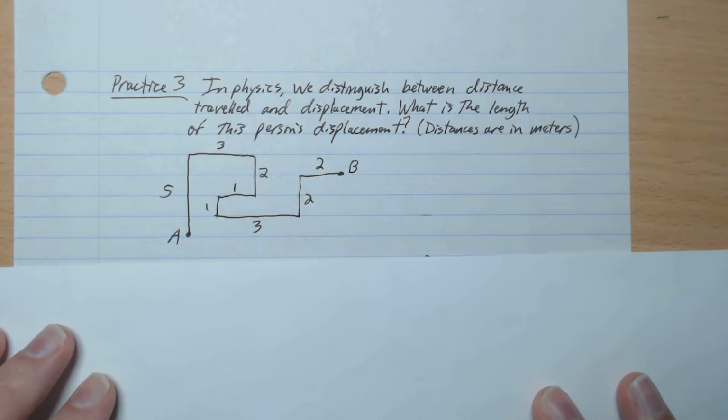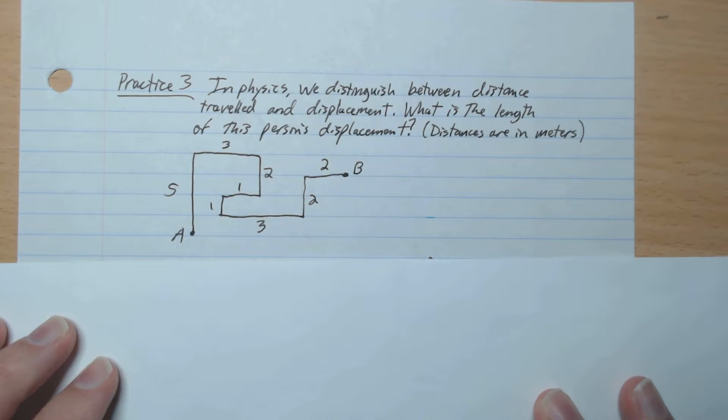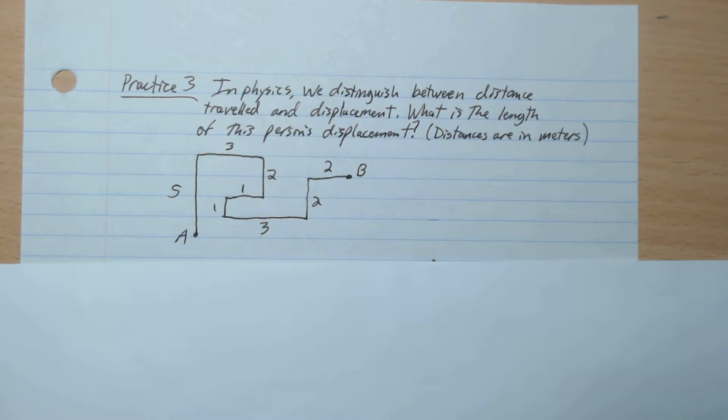Okay, practice 3. In physics, we distinguish between distance traveled and displacement. What is the length of this person's displacement? Distances on the map are in meters. Go ahead and pause the video and answer that.